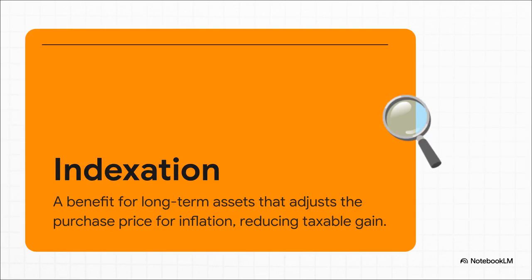And that tool is called indexation. This is a huge benefit, and it's only for long-term assets. Basically, the government gets that a rupee back in 2002 was worth a lot more than a rupee today. So indexation lets you artificially inflate your purchase price to account for inflation over the years, and a higher cost means a lower taxable profit for you.